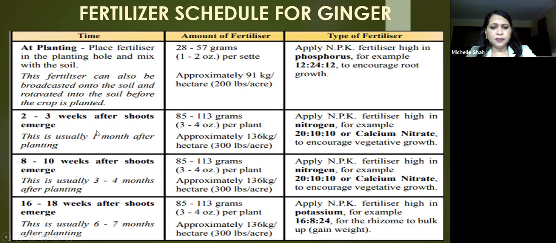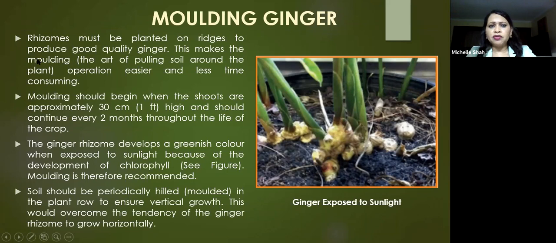Molding of ginger. Rhizomes must be planted on ridges to produce good quality ginger. This makes the molding operation easier and less time consuming. Molding should begin when shoots are approximately 1 foot high and should continue every 2 months throughout the life of the crop. The ginger rhizome develops a greenish color when exposed to sunlight because of the development of chlorophyll. Molding is therefore recommended. Soil should be periodically tilled in the plant row to ensure vertical growth. This would overcome the tendency of the ginger to grow horizontally. This is ginger exposed to sunlight here, developing a greenish color.